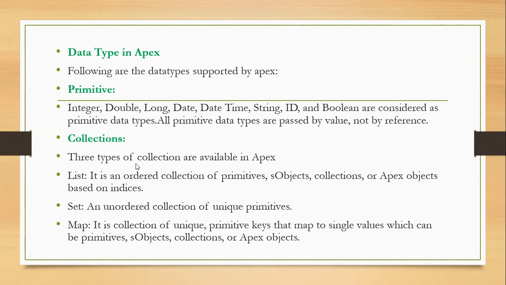Collections. There are three types of collection available in Apex. List: it is an ordered collection of primitives, objects, collections, or Apex objects based on indices. Set: an unordered collection of unique primitives. And map: it is a collection of unique primitive keys that is mapped to a single value, which can be a primitive, object, collection, or Apex object.